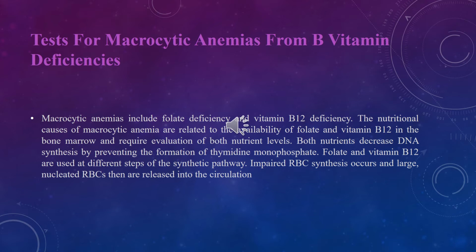Macrocytic anemia is not a single disease but a symptom of several medical conditions and nutritional problems. In macrocytic anemia, the red blood cells produce DNA too slowly to divide.